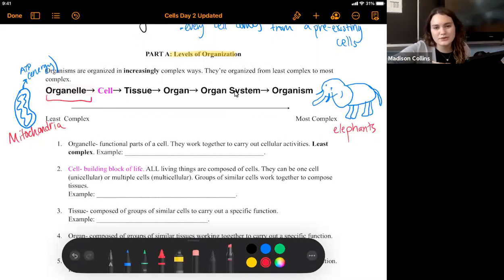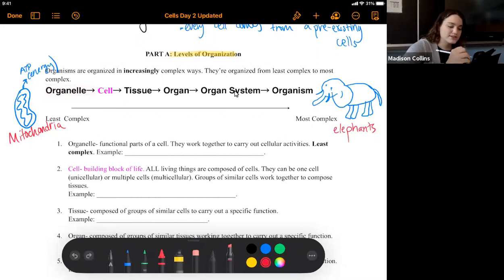We know that cells are the building blocks of life. So a bunch of cells come together to form tissues, and tissues come together to form organs. Organs come together to form organ systems. And finally, those organ systems come together to build up or create organisms.